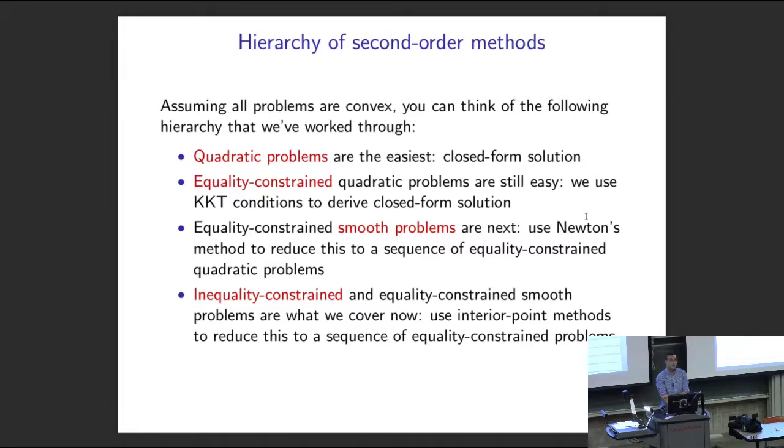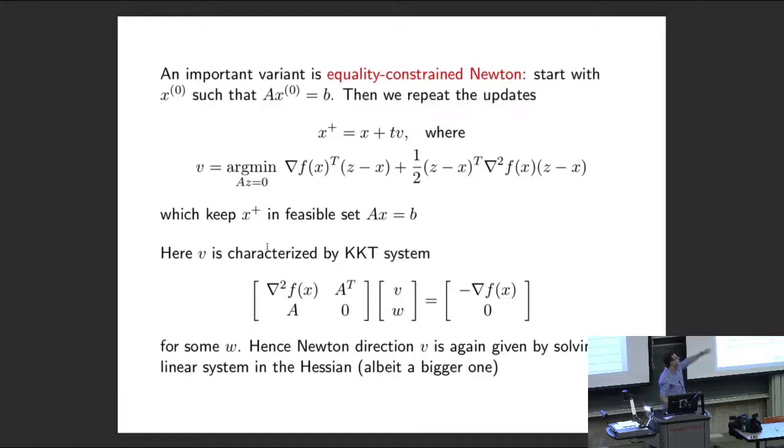It reduces this problem, minimizing f subject to equality constraints, to a sequence of quadratic minimizations subject to equality constraints. So Newton takes f, turns it into a quadratic, leaves the equality constraints alone, and then we have a closed form solution to that. That was just equality constrained Newton that we saw. So it brought us back to an easy case.